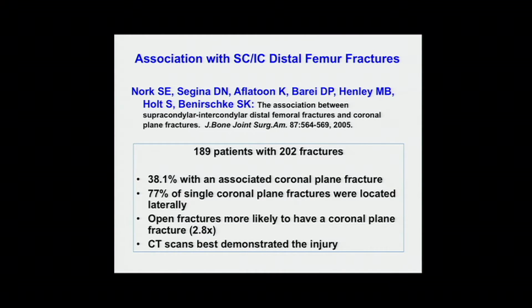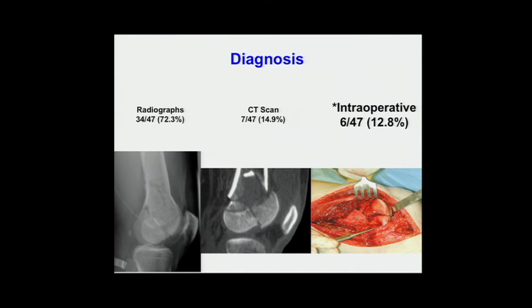I actually found that 38% of patients would have a coronal plane fracture associated with a supracondylar, intercondylar distal femoral fracture. Luckily, about 3/4 of these were located laterally, just because that's the more typical surgical approach that we use to treat the supracondylar portion of the fracture.